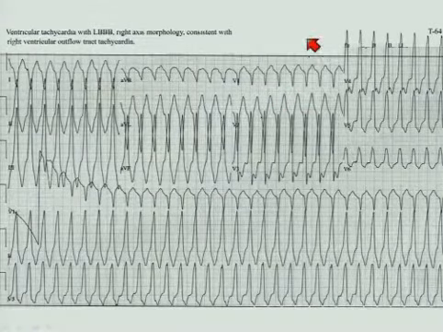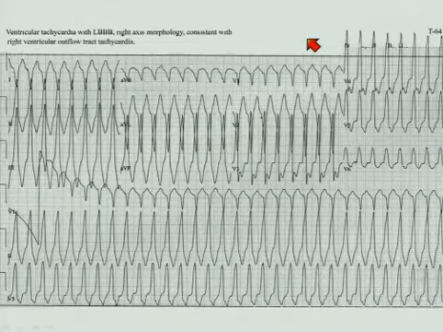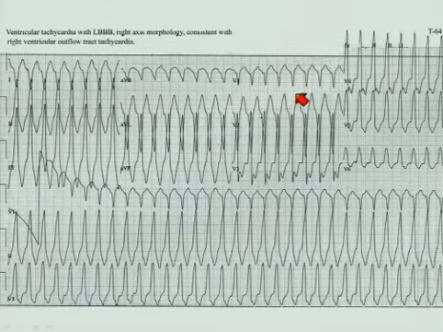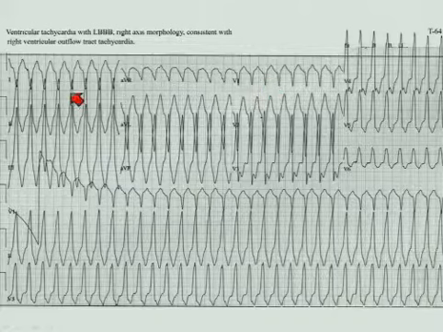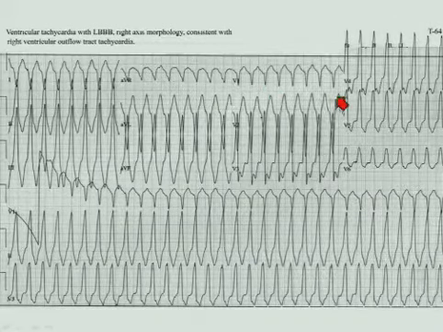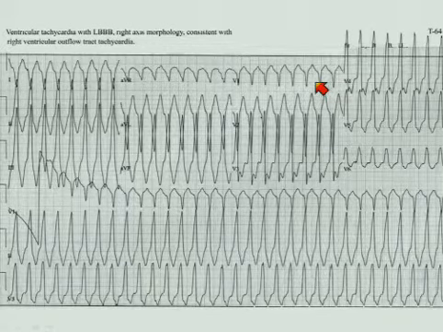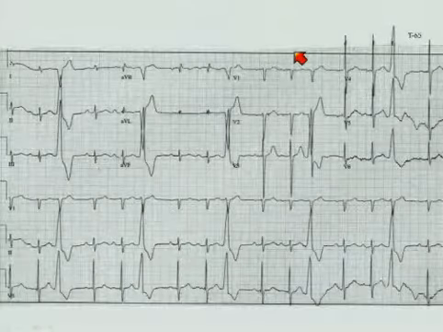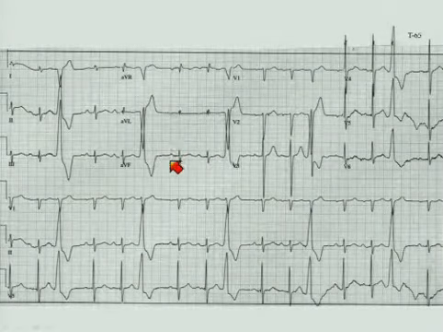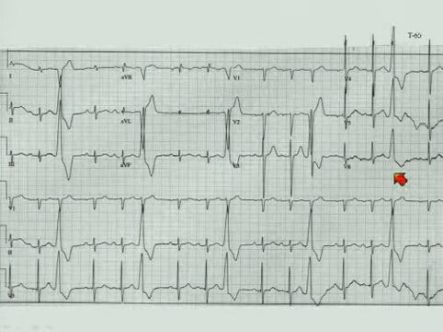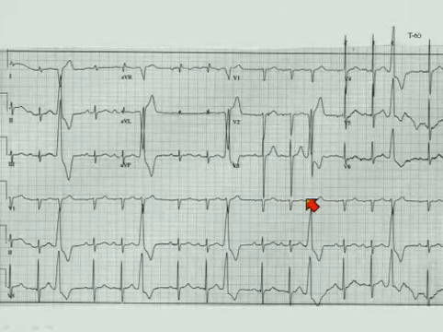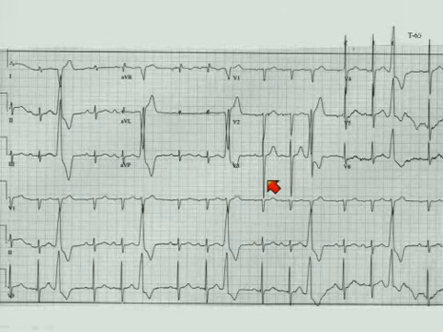This is an important pattern to recognize. Wide QRS tachycardia, left bundle morphology, with right axis. This is consistent with a right ventricular outflow tract tachycardia, which is what this one is. And this patient actually made it a little easy for us because he had PVCs that had the same morphology as the sustained VT we just saw.